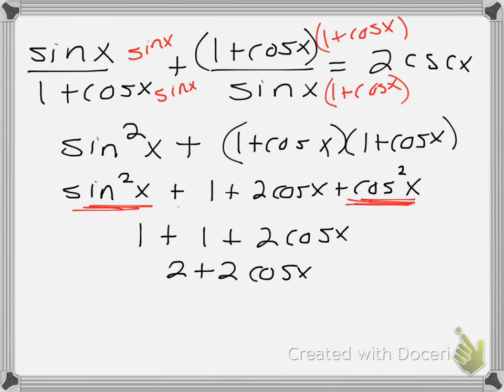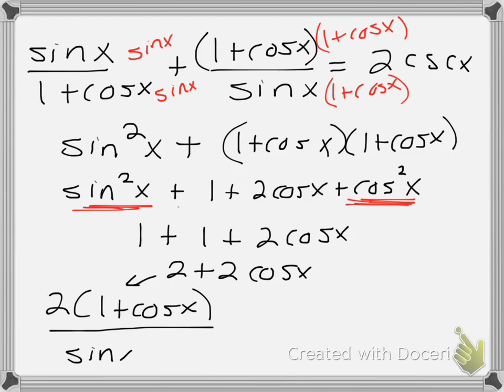So now I have this. Let's see, there are no properties that I know, and no trig substitutions I can use. I can, however, factor out a 2 from this. So let me go over here. Now I have 2 times 1 plus cosine of x, and I can't do much else with that, over my denominator of sine of x times 1 plus cosine of x. So obviously this works out nicely.